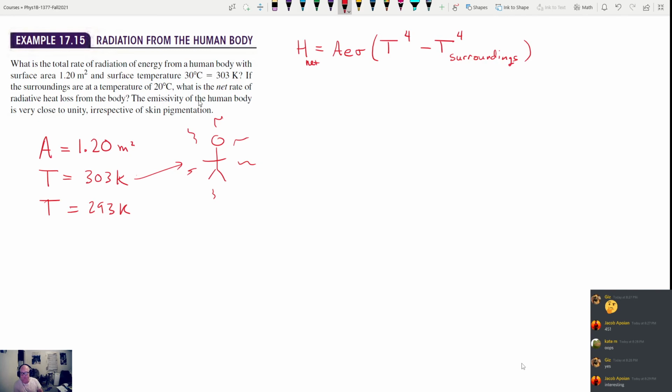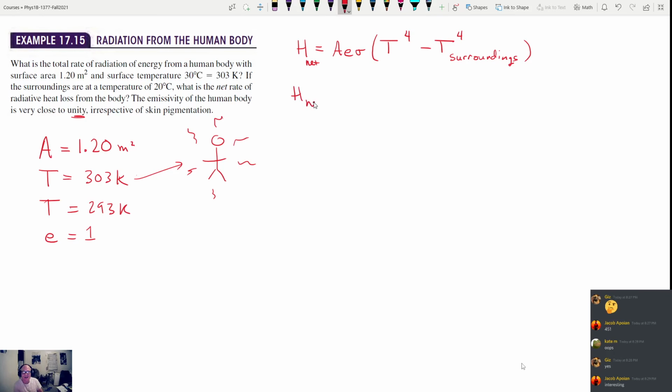The emissivity of the human body is very close to unity, irrespective of skin pigmentation. Is it really? So very close to unity means we are going to use E equal to 1. I have a hard time believing that, but hey, it's a science textbook. What's the odds that it's wrong?